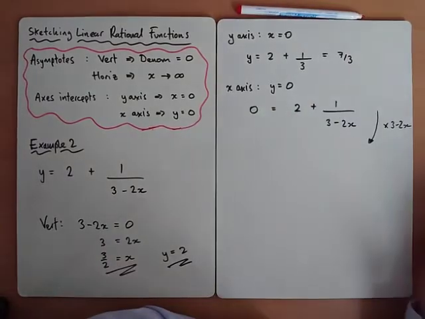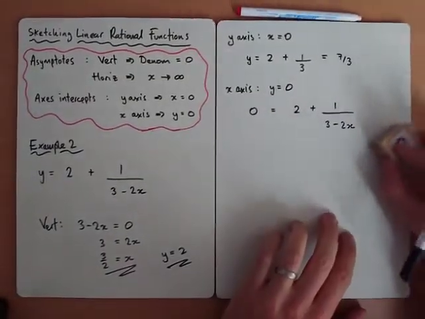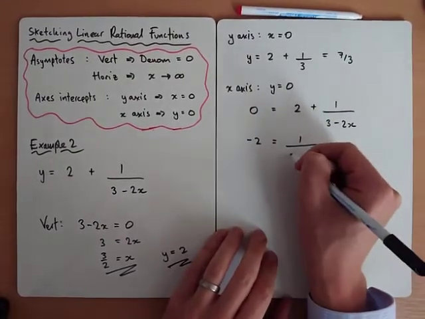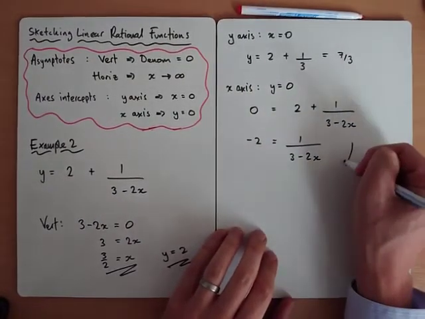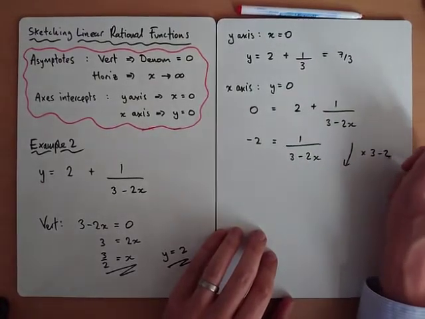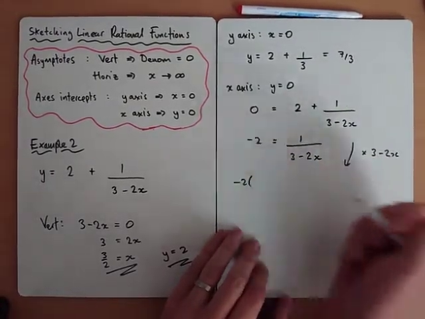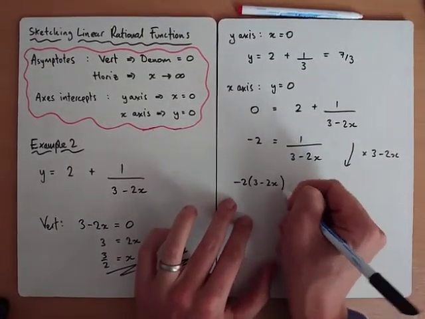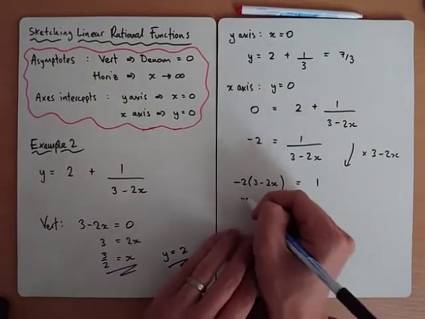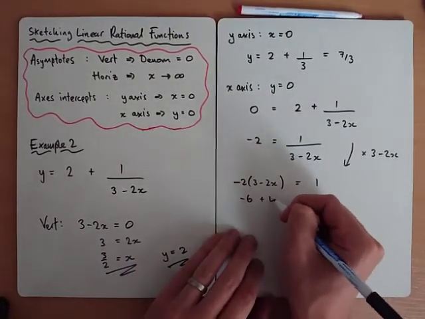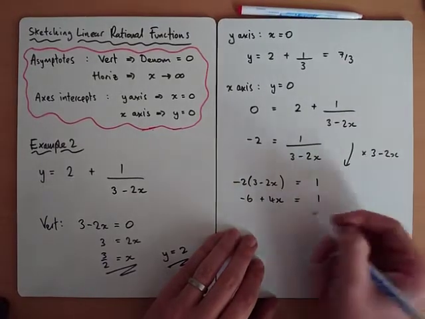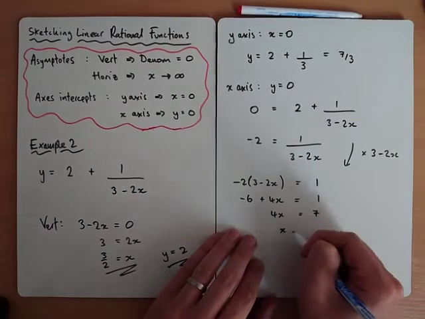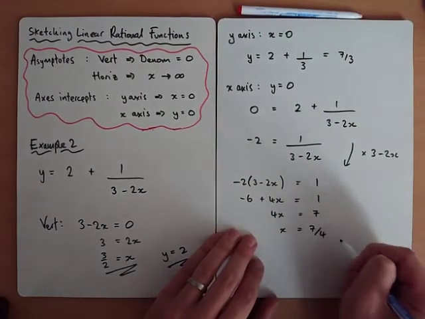Probably a slightly better way of doing it is to do a little bit of rearranging first. If you subtract the 2, then multiply by 3 minus 2x. We've got minus 2. Brackets important because minus 2 is being multiplied by all of this, 3 minus 2x. Okay, so that gives minus 6 plus 4x equals 1. So 4x would equal 7. x would equal 7 over 4.